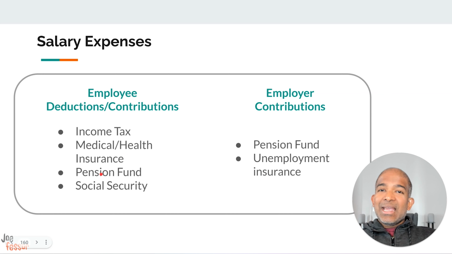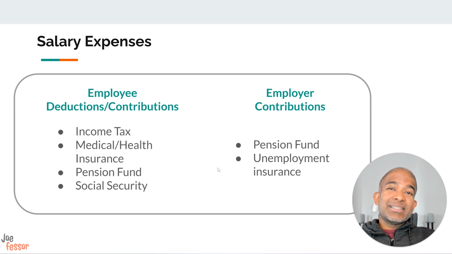Next is pension fund. In pension plans where employees contribute, a portion of their salary is regularly set aside for retirement. And finally, social security. Social security systems vary by country, but this deduction typically funds government programs like retirement benefits or disability insurance. Moving on to employer contributions, first we look at pension fund. Many employers offer matching contributions to pension plans, incentivizing saving and providing additional retirement benefits. And finally, unemployment insurance. Employers typically pay into unemployment insurance funds, which provide support to workers who lose their jobs.